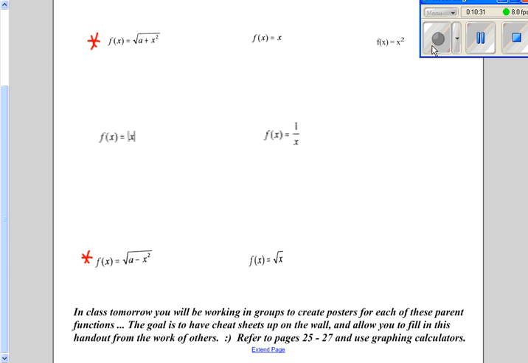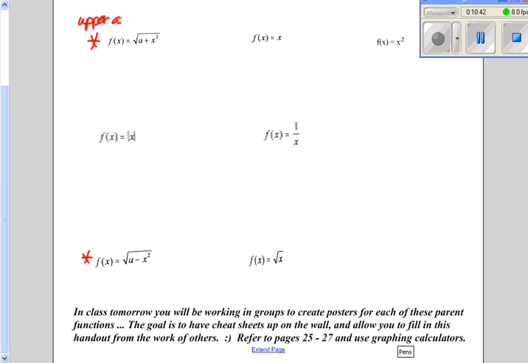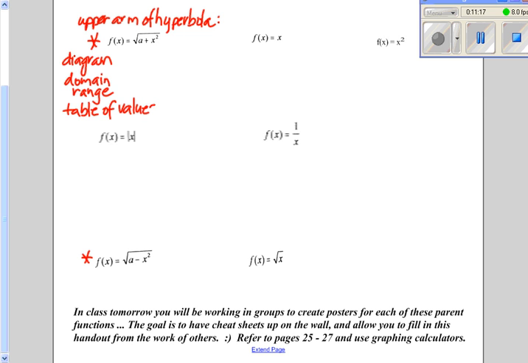I have chosen to do the function in the top left. This one is called the upper arm of a hyperbola. What I would like you to include on this page is a possible diagram, the domain and range, which we're going to spend more time on tomorrow, a table of values can be helpful, of course, its name, any maximum or minimum or lines of symmetry.